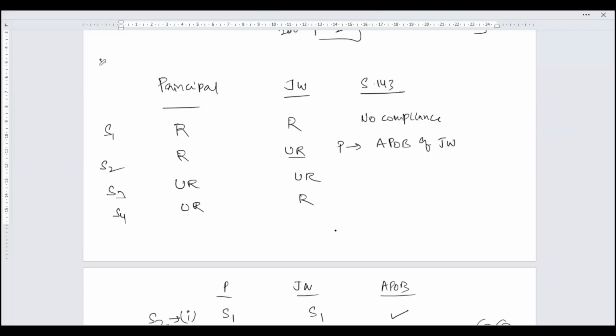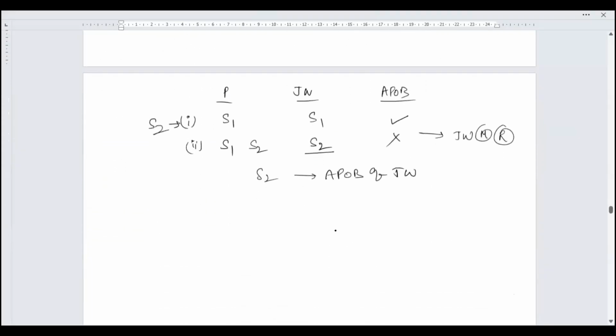Scenario number 3. If the principal is in state 1 and the job worker is also in state 1, this business model is allowed. I'll put it this way. Scenario 3, the principal and the job worker, both are unregistered. Principal is in state 1, job worker is in state 1, permission for job work, they allow this model, no approval is required.